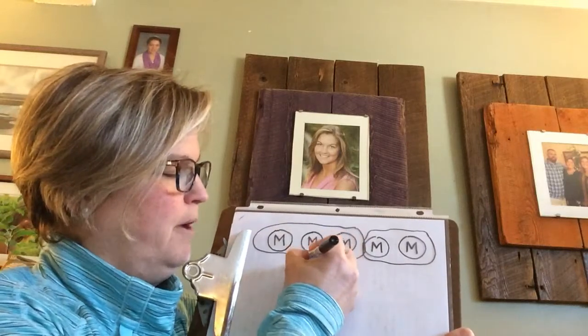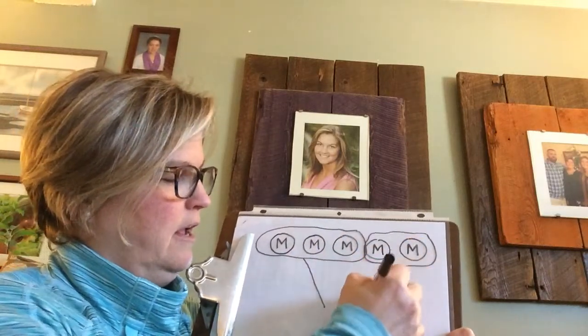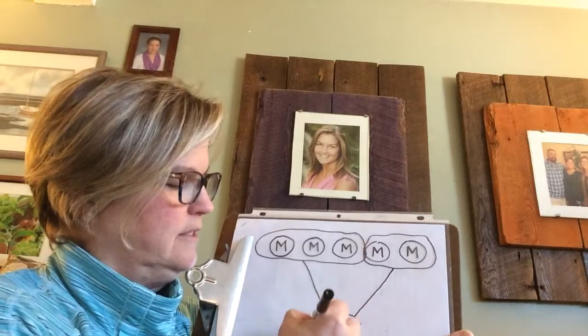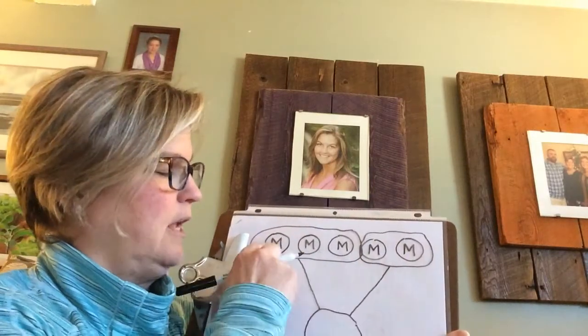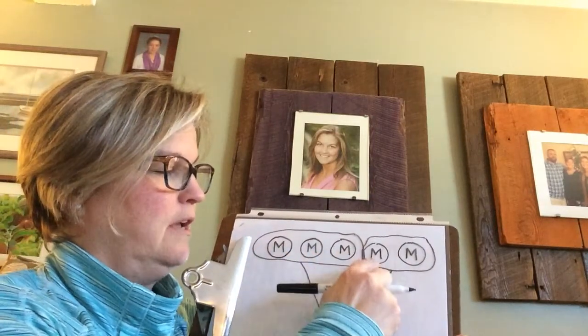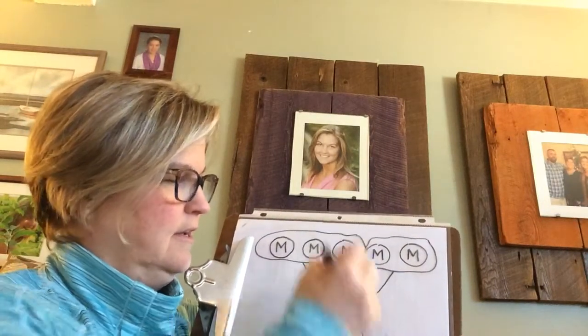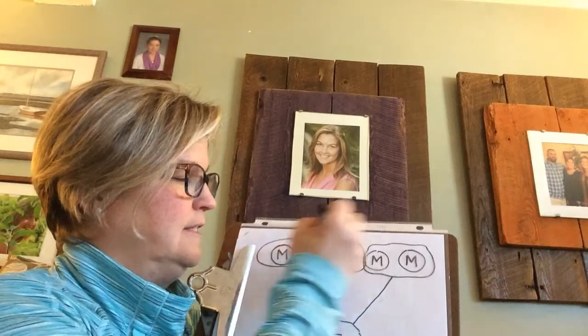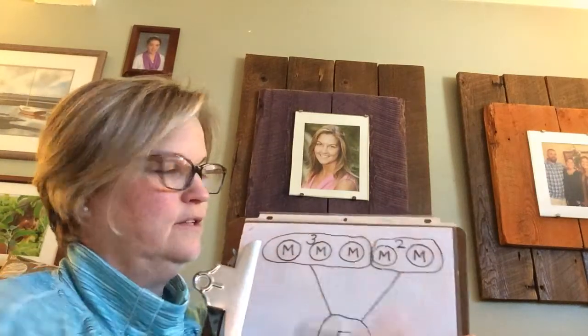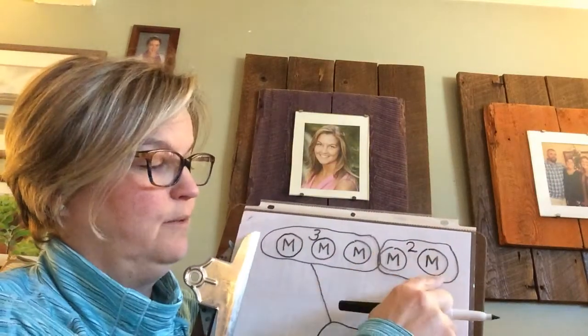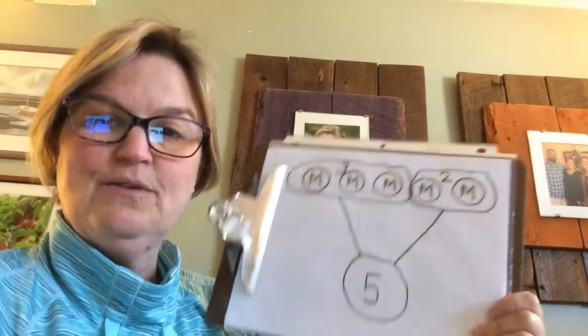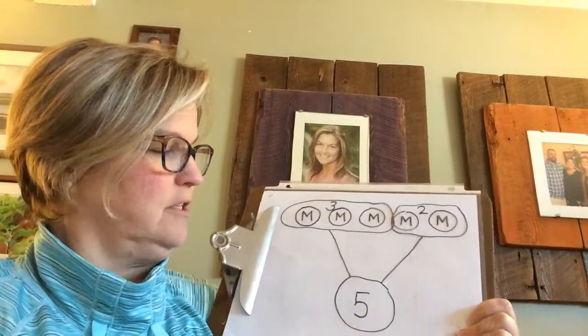We have 2 parts. And what do we know the whole is? We know the whole is how many? 1, 2, 3, 4, 5 moon rocks. 3 for her friends and 2 extras. Maybe 1 for Jack and 1 for Annie. Pretty good. So now let's write a number sentence that matches.